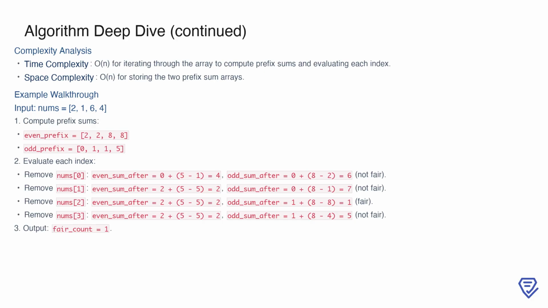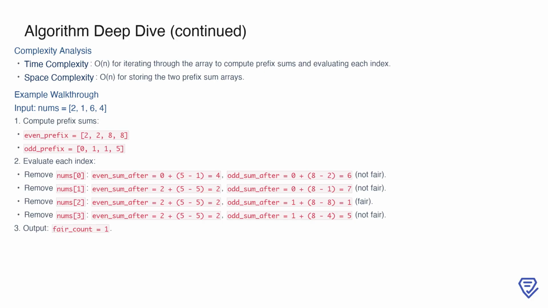To illustrate the process, let's walk through an example with the input array nums equals [2, 1, 6, 4]. First, we compute the prefix sums: even_prefix equals [2, 2, 8, 8], and odd_prefix equals [0, 1, 1, 5]. Next, we evaluate each index. Removing nums[0] results in sums that are not equal, so it's not fair. Removing nums[1] also produces unequal sums. Removing nums[2] gives equal sums of 2 and 1, so it is fair.